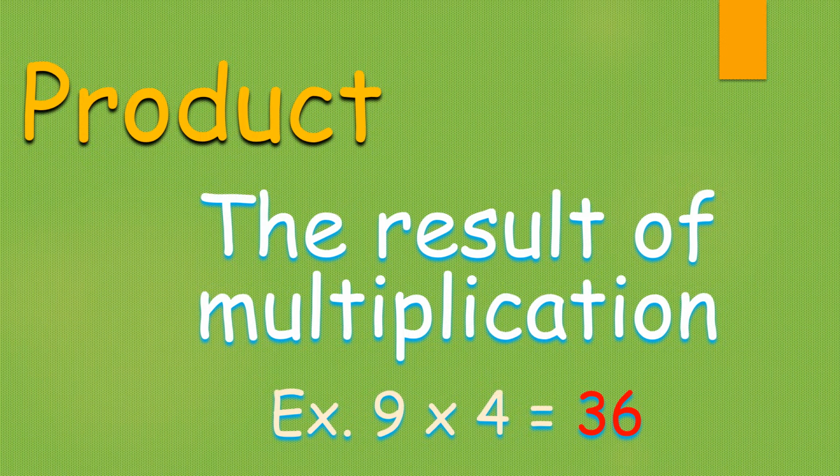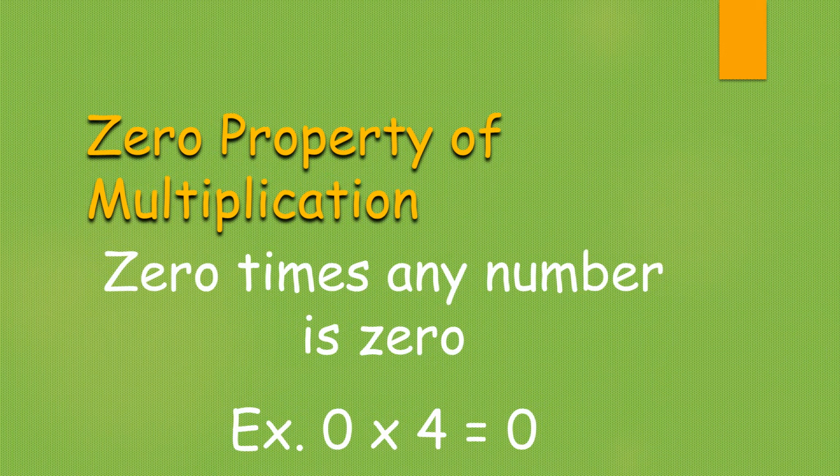Product, the result of multiplication, that is product. Example, 9 into 4, that means 36 is our product. Zero property of multiplication, 0 times any number is 0. So we get 0, that is known as zero property of multiplication.